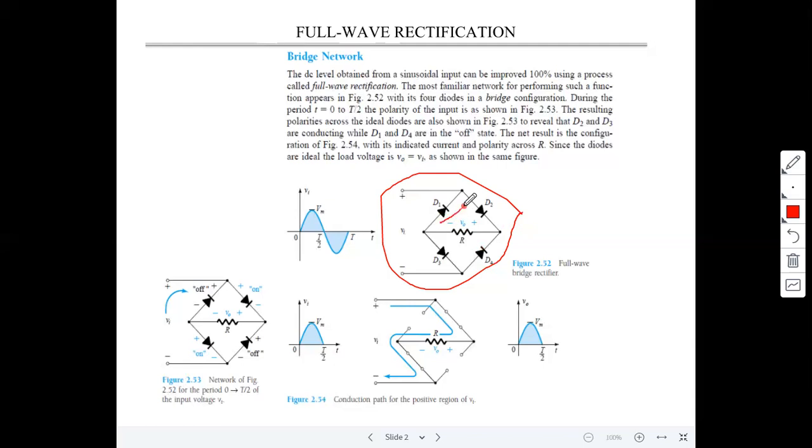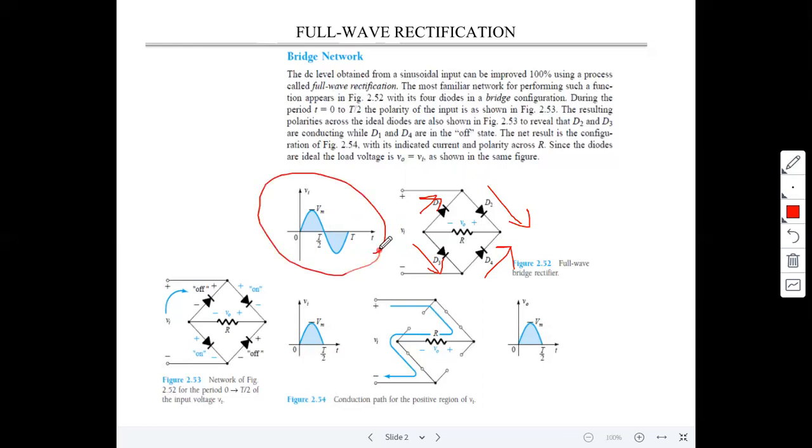Observe here, the D1 direction and D4 direction are the same, whereas the D2 direction and D3 direction are the same. D2, D3 direction is the same, and D1 and D4 directions are the same. Now this is the input sinusoidal signal. Here the important thing is the notations. This is the plus, this is the minus, right?